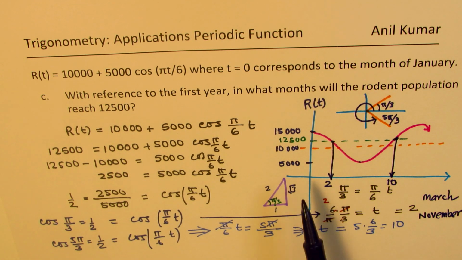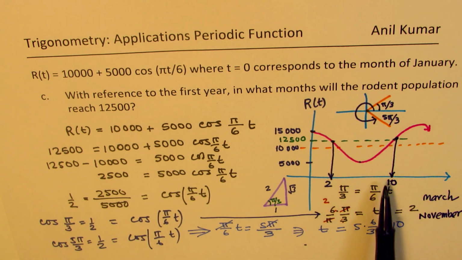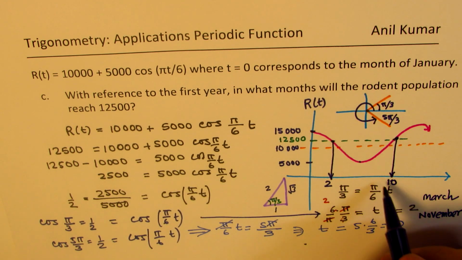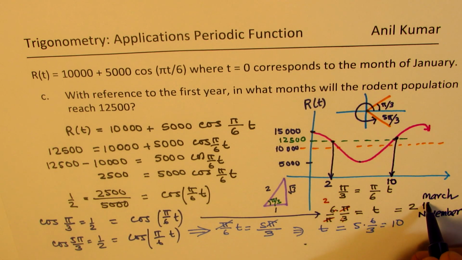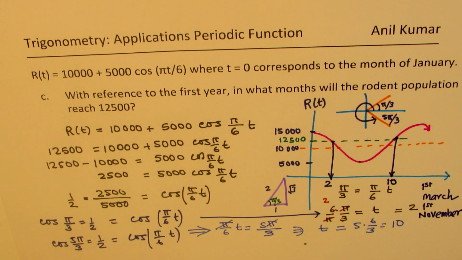So 2 corresponds to January, February, March, meaning the 3rd month. So 10 will correspond to 1st of November, right? Reading from here gives us 1st of November. This seems to be 1st of March. You get the idea, right? So that is how we are going to answer this question, and that becomes our answer. I hope the solution is absolutely clear.